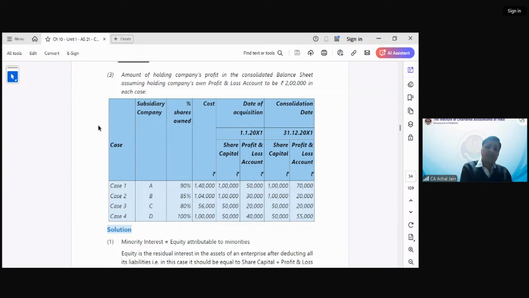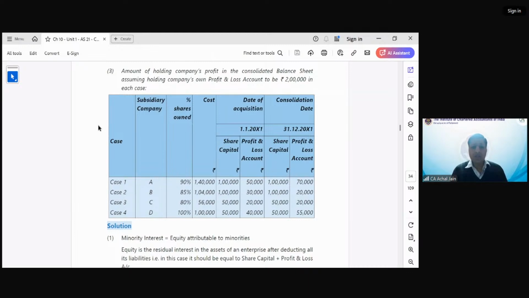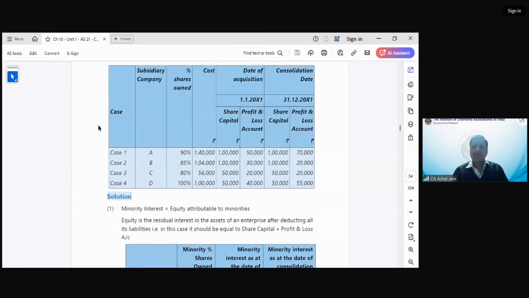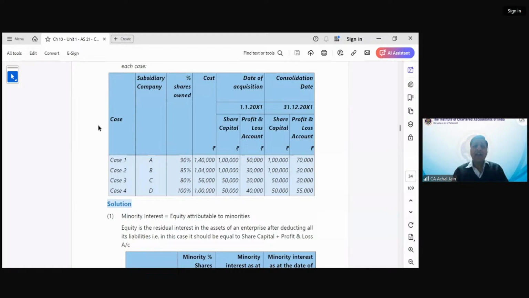All right, now what we will do is get on to all of these amounts one by one. We have four case scenarios, so for each case scenario we need to compute this. Now if you pick up minority interest first, that is going to be a very, very simple exercise. Why? Because around the minority interest, what you need to do is pick up the proportionate share of equity.